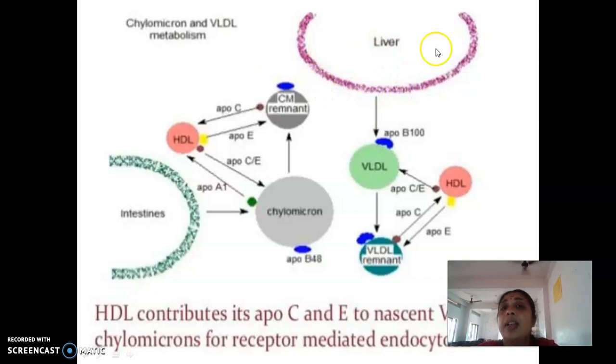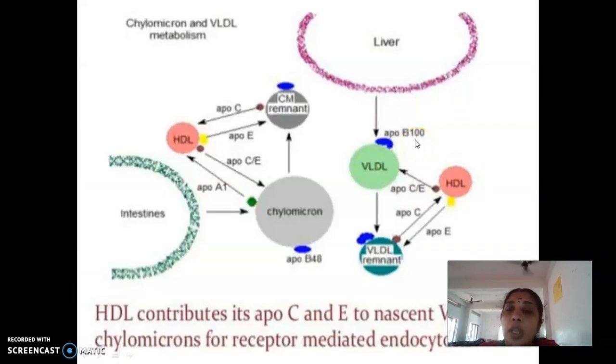And in the liver, another lipoprotein, that is VLDL, is synthesized. It is another lipoprotein whose function is to carry out the transport of the endogenous TG and cholesterol, right? Mainly the TG. So the VLDL is having the apoprotein ApoB100.